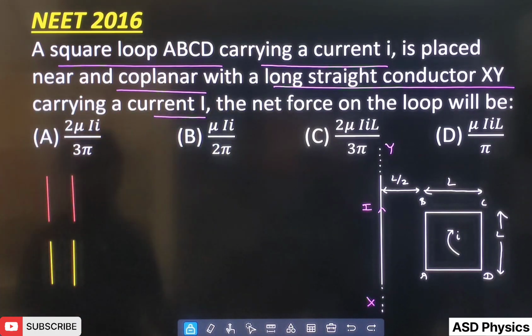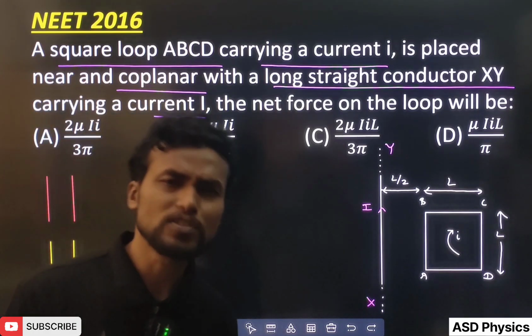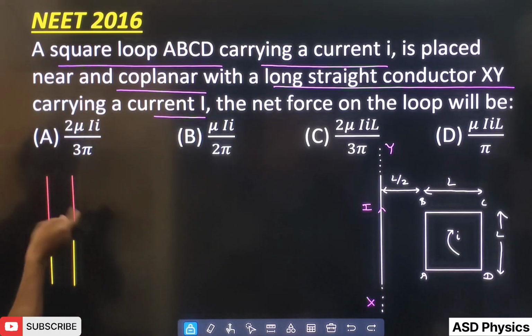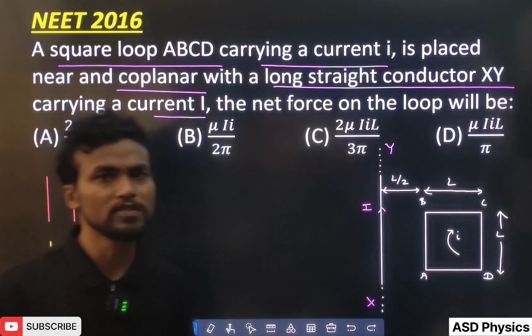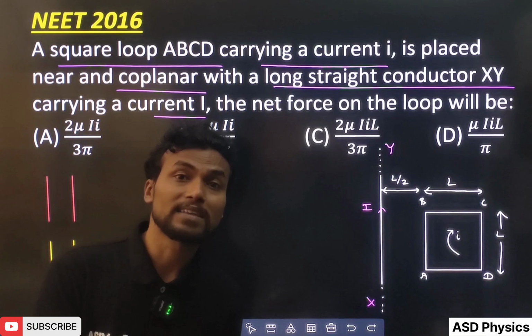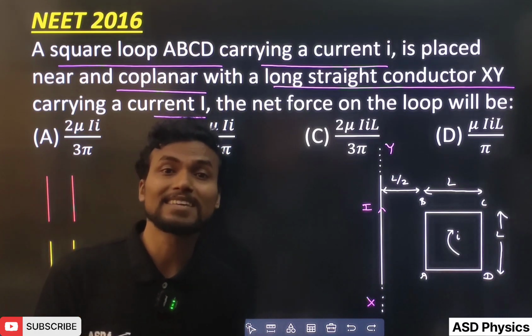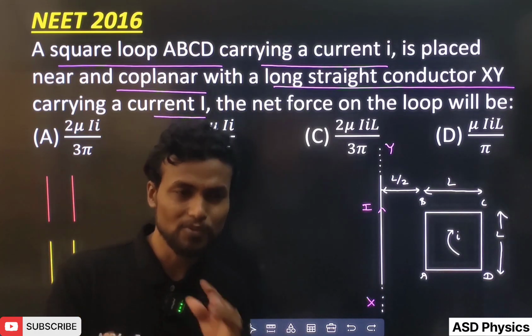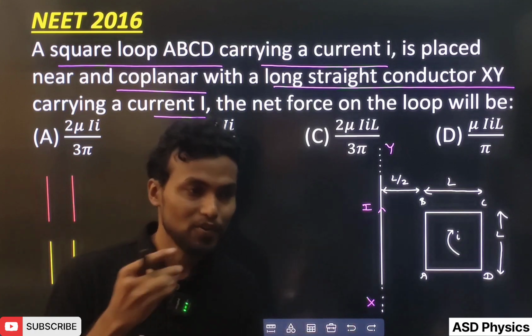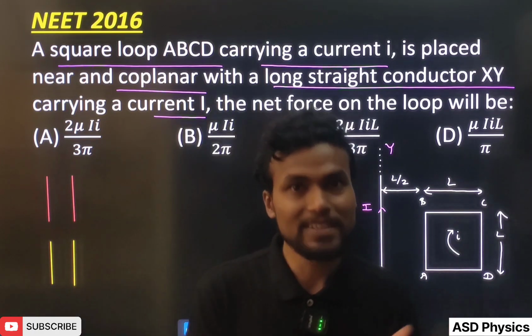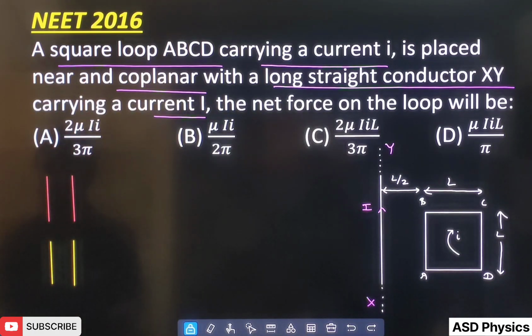For that we should know the basics of the force between conductors when current is flowing. When current flows in both conductors, the first conductor will be in the magnetic field of the second conductor and the second conductor will be in the magnetic field of the first conductor. So because of this mutual configuration, they will experience a force. So students, let's see the basics here.